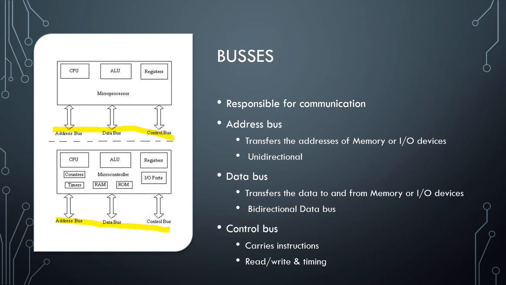Lastly, we have the control bus, and this especially works hand in hand with the CPU. The control bus is carrying the instructions back and forth, the read and write instructions, any timing instructions. So the CPU is oftentimes communicating using the control bus. So we have the control bus with the instructions. The address bus is in charge of the addresses, and the data bus is responsible for the transmission of data.